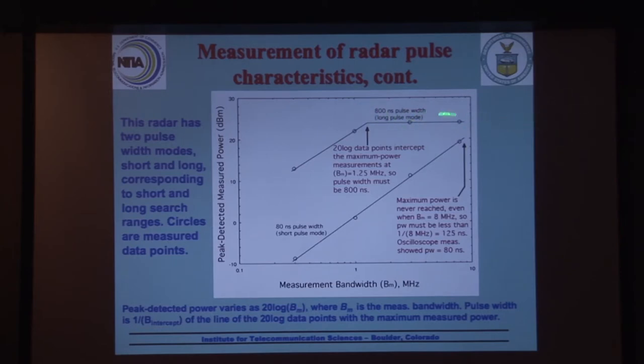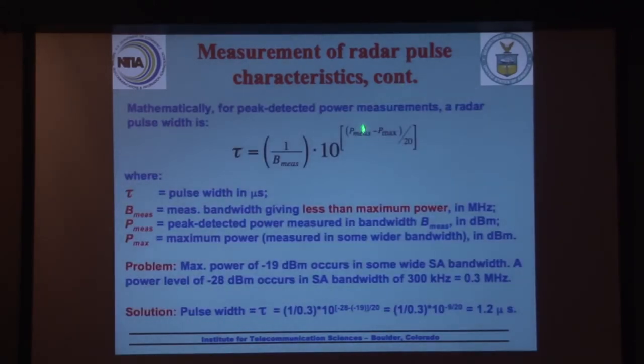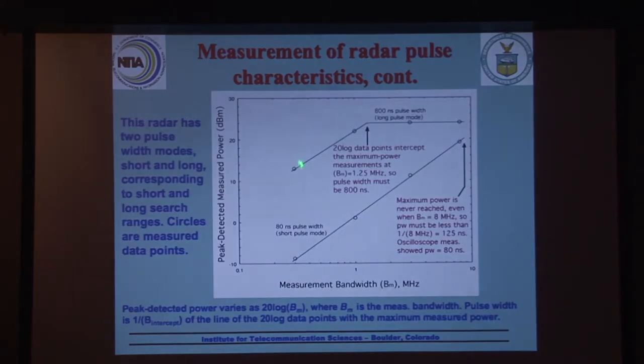We then measure, or we take the power measured in any of these bandwidths. That bandwidth is good, that bandwidth is good, a bandwidth there would be good, a bandwidth down here would be good. Use the power measured in any of these bandwidths, Bmes, and compare it to the power that you measured maxed out over here. So there's Pmes minus Pmax in decibels, take the difference, divide by 20, take 10 to that power, and then multiply by 1 over that measurement bandwidth that's down here. Say it's that bandwidth right there, 300 kilohertz.